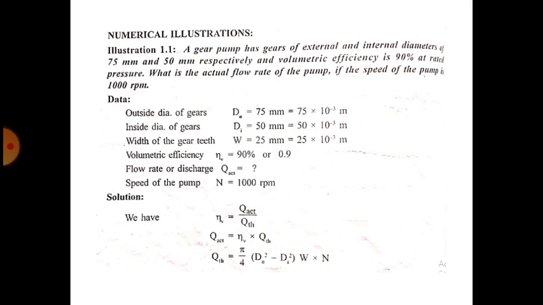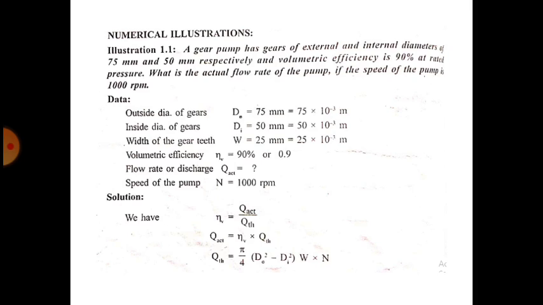So we will solve a problem. A gear pump has gears of external and internal diameters of 75 mm and 50 mm. So D naught is given as 75 mm, the outside diameter of the gear, and 50 mm is the inside diameter of the gear. The volumetric efficiency is 90% at rated pressure. What is the actual flow rate of the pump if the speed of the pump is 1000 rpm? So the outside diameter of the gear is given, D naught is equal to 75 mm.